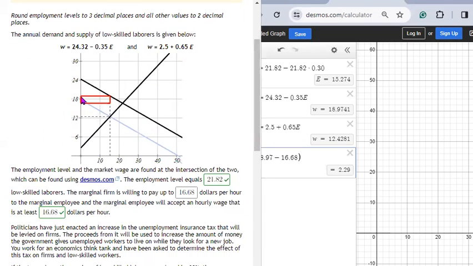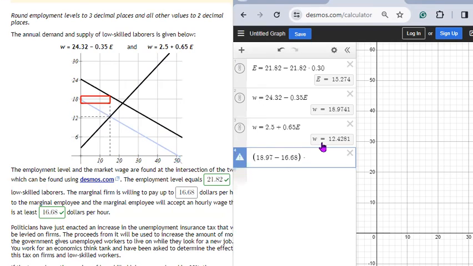right? And that's why this little box is highlighted here, right? This red box is the firm's burden per hour. It shifts this down here onto the workers via lower wage offer, right? Okay, so what's the area of this red box? The area of the red box is the height, 2.29 that we calculated here, times our new employment level. And our new employment level is 15.274, right? So the red box is the firm's burden of the tax.